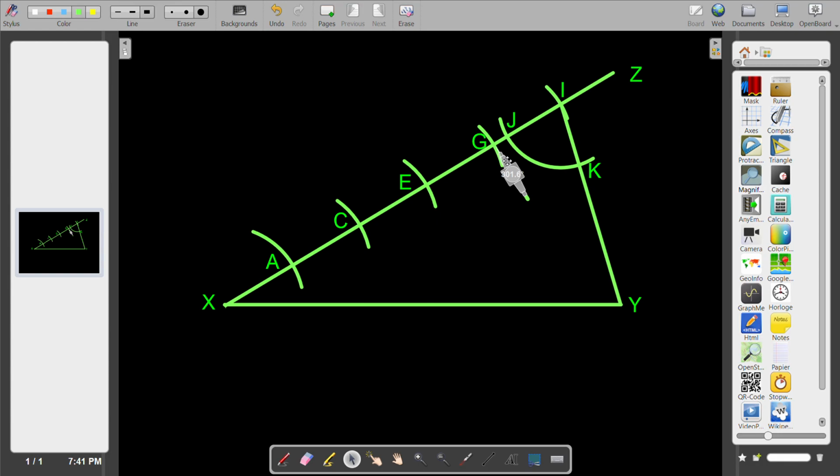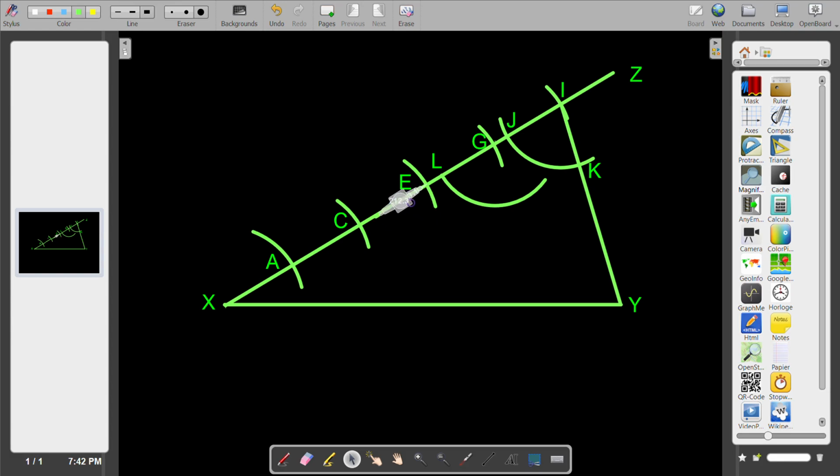Now with center G and taking the same radius, we draw another arc cutting the XZ at the point, suppose that, L.